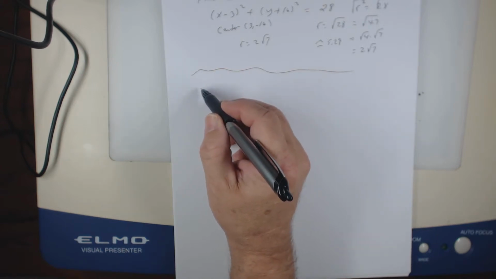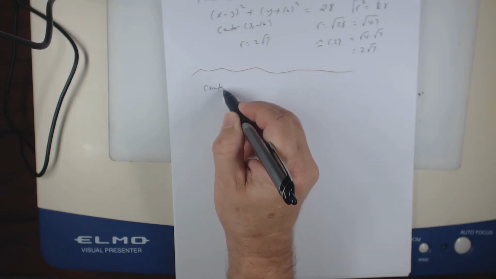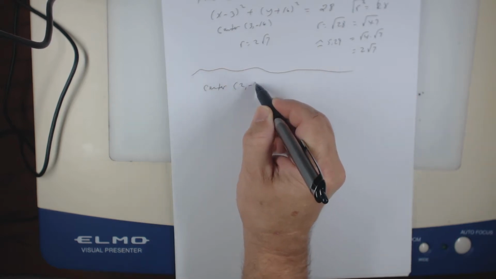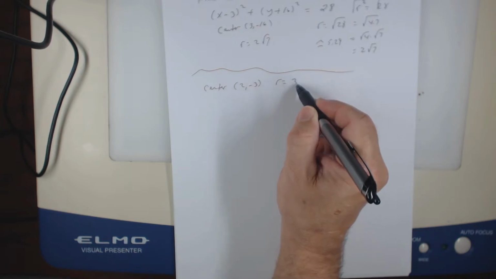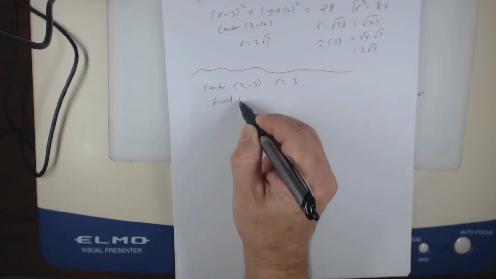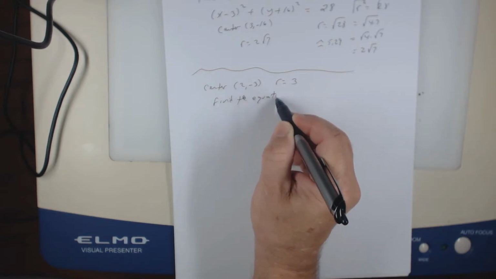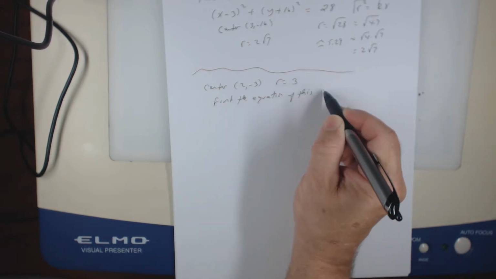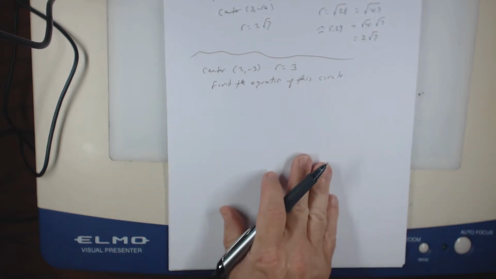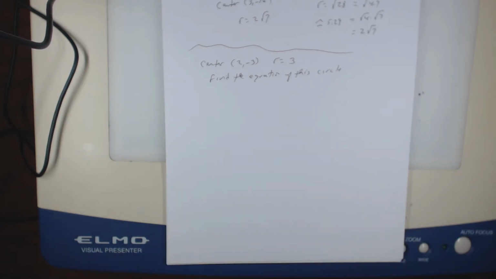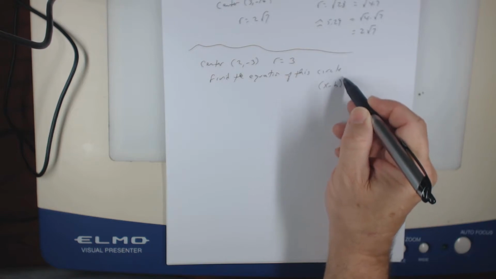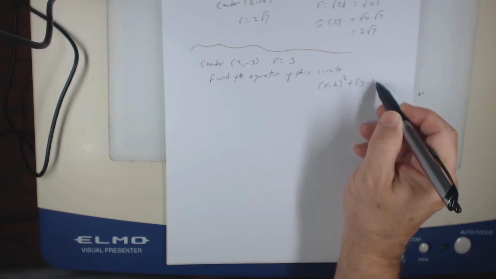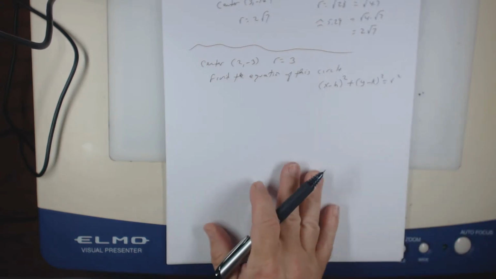Okay, now the other part you have to be able to do is if I give you the center and I give you the radius, find the equation of a circle. All right, so if I give you the center and the radius, then I want you to find the equation of the circle. Well, first of all, what does the equation of a circle look like? Tell me what it is. (x minus h) squared plus (y minus k) squared equals r squared, right?